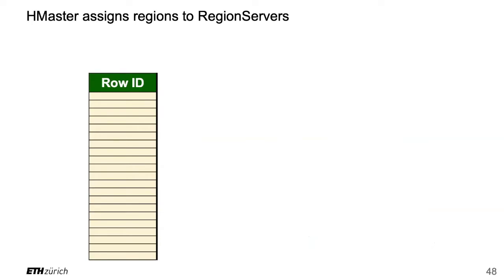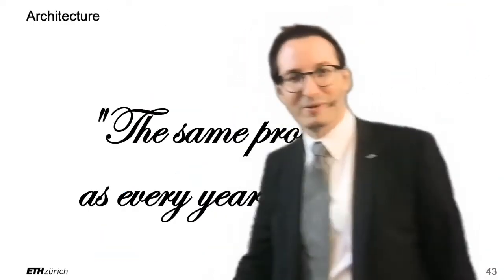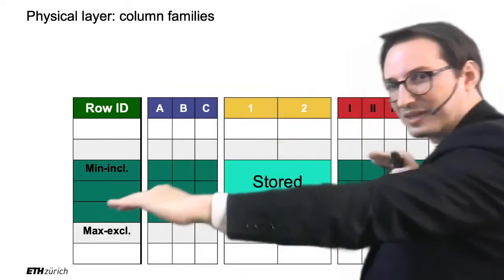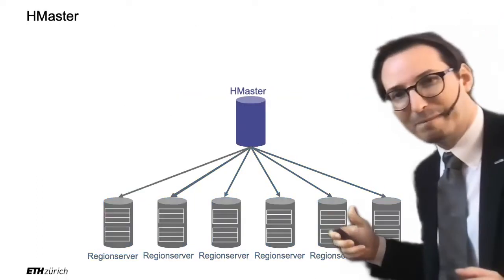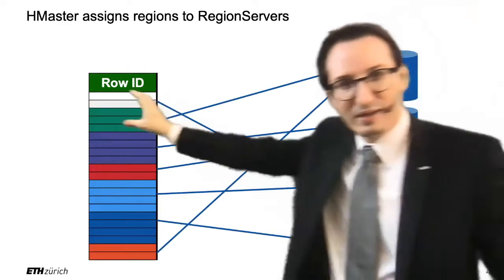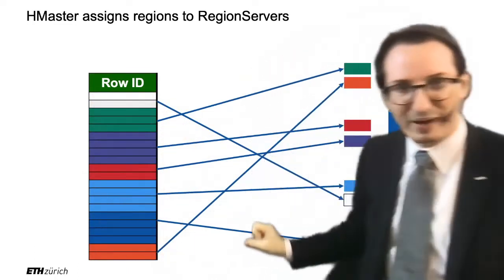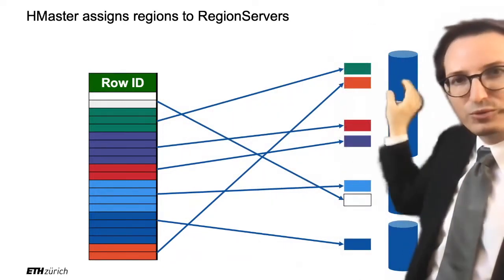Second, the HMaster assigns the regions to the region servers. By the way, I think of it as a big cake. Imagine that this is a big pie or a big cake, and you just cut it vertically and horizontally to share it with your friends. It's exactly the same thing here. So in that case, we look at the horizontal shares of the big pie, and every one of the regions is assigned to a specific region server.